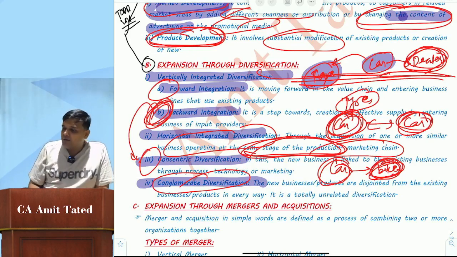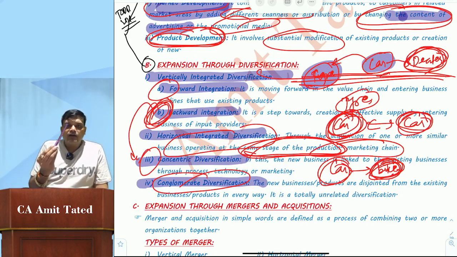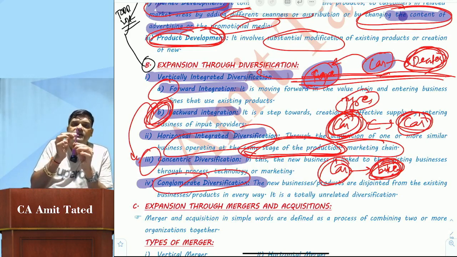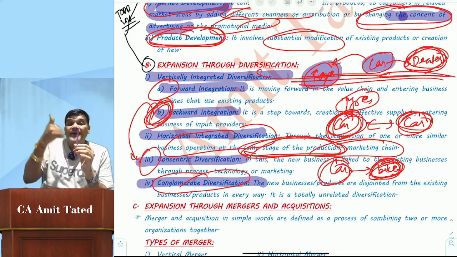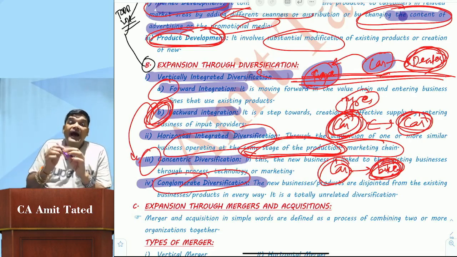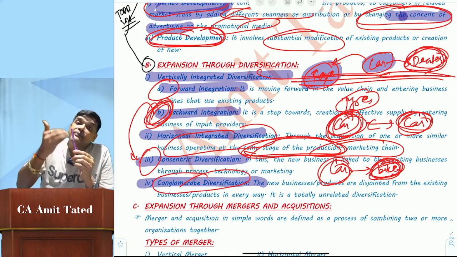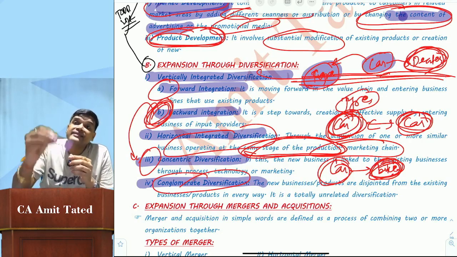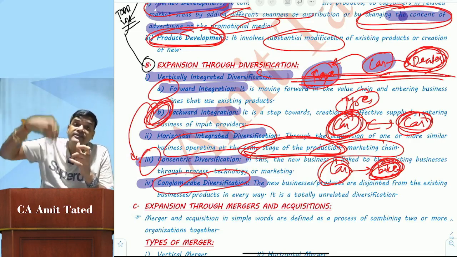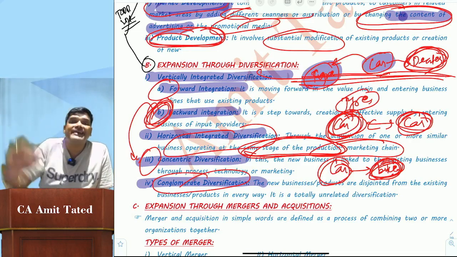Let me give one more example. It's a very important example. Suppose I am a manufacturer of pens. For this pen, I take the refill from a supplier. Now I start manufacturing the refill myself. This is called backward integration. After manufacturing a pen, I give it to the dealer and they sell it in shops, and then sales come. Now I start my own shop. This is called forward integration.